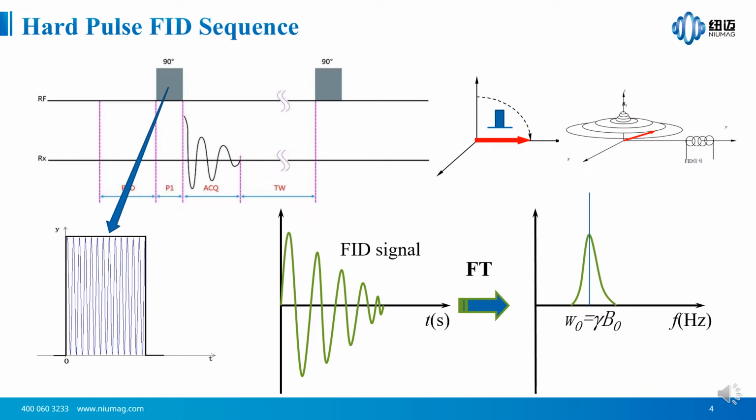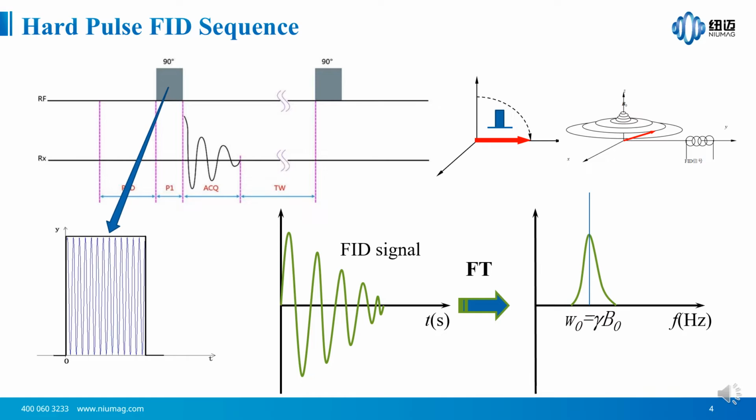Earlier, we introduced the types of pulses. I now introduce the hard pulse FID sequence. I follow this sequence diagram. There are several aspects to this sequence diagram. This line up here is the time axis, which corresponds to the pulse. This line down here is also a timeline, which corresponds to the signal that we pick up.